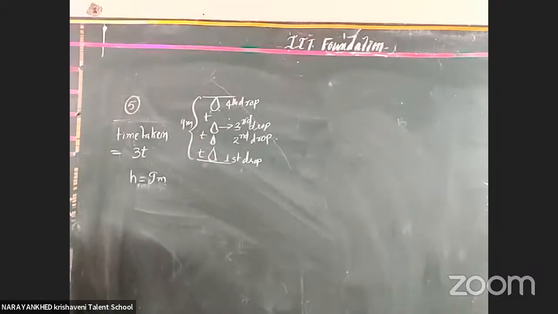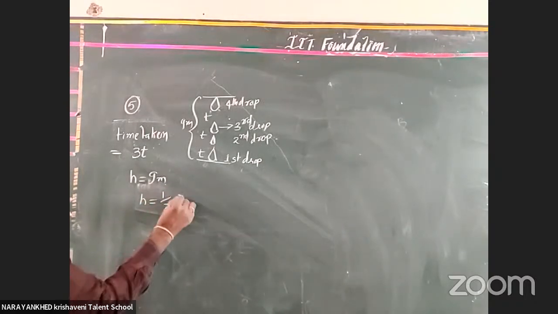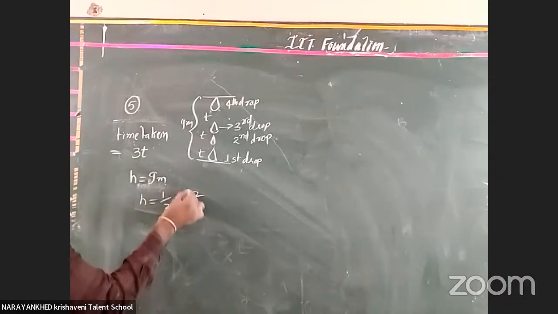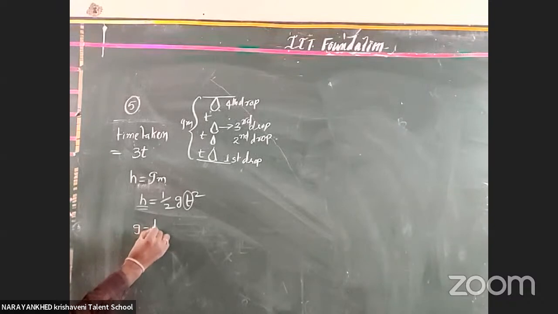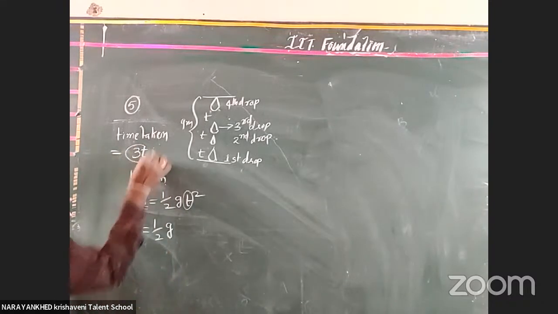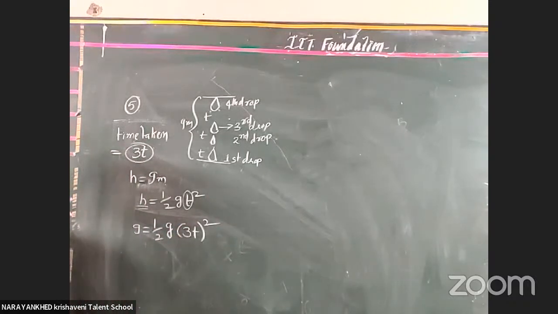Got it or not? Now you know very well, h is equal to what? h is equal to half g t square. Now we get the t value from this equation. Okay, now what is the h value? 9 here. Now you take g like that. T here is how much? 3t, 3 into t whole square. Got it or not? I hope you got it here.